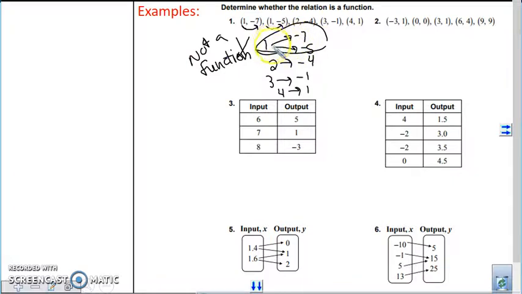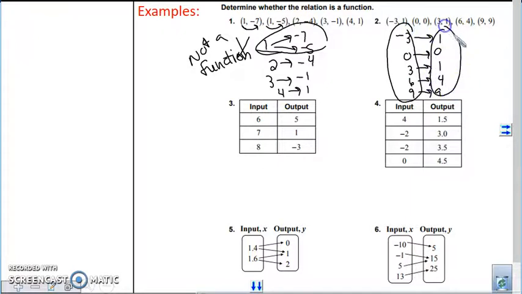Every input only has 1 output. 1 had 2 outputs, so this is why it's not a function. So number 2, I'm going to draw our mapping diagram so we can see this better. Negative 3 goes to 1. 0 goes to 0. 3 goes to 1. 6 goes to 4. And 9 goes to 9. Every input, here's all of our inputs, only went to 1 output, and so this is a function.